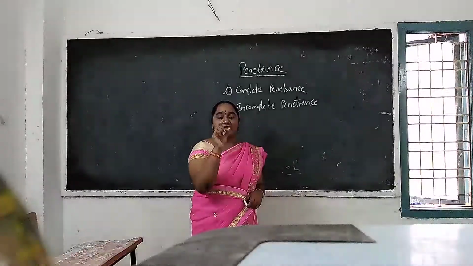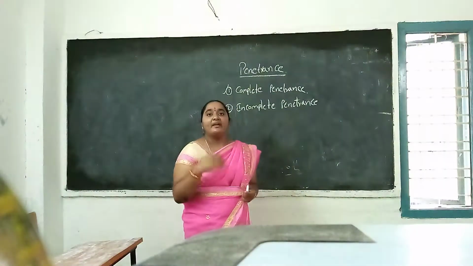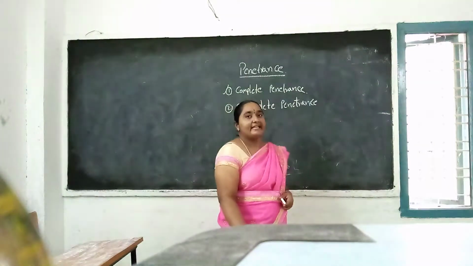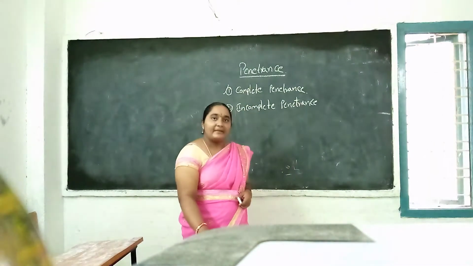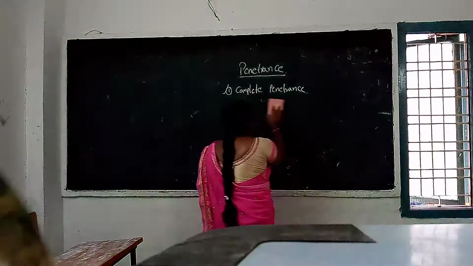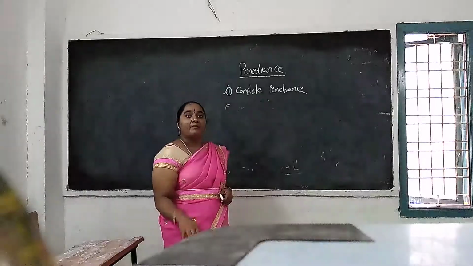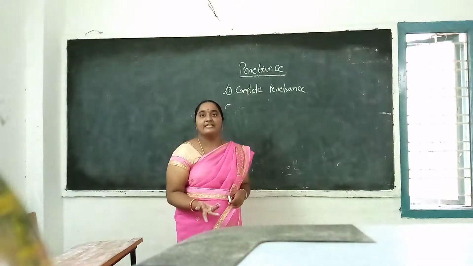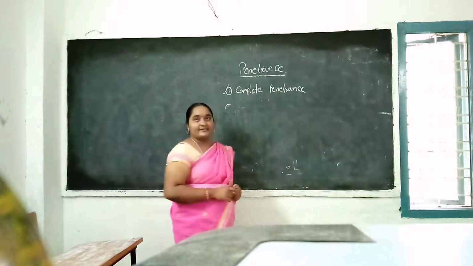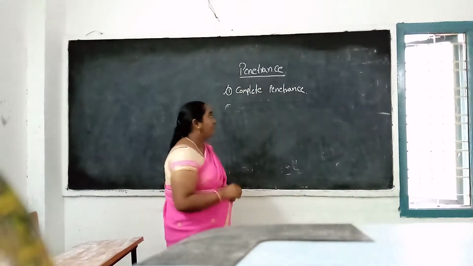It is when the gene is a dominating character. In this, the participating gene is a dominating character. It is completely homozygote condition, dominating over the heterozygote condition of the gene. That is called complete penetrance.